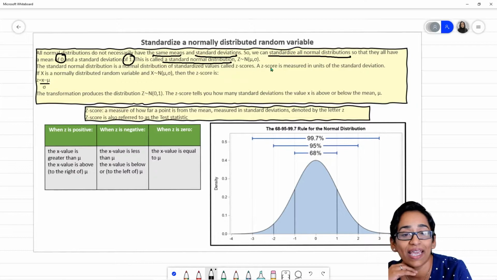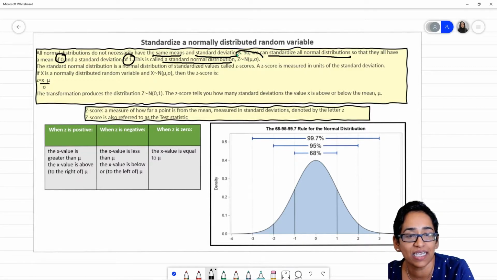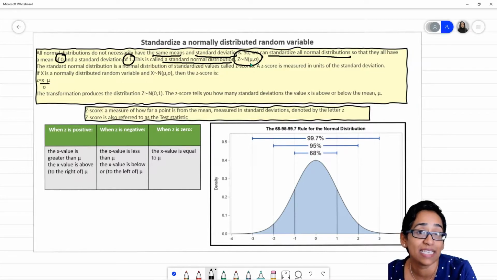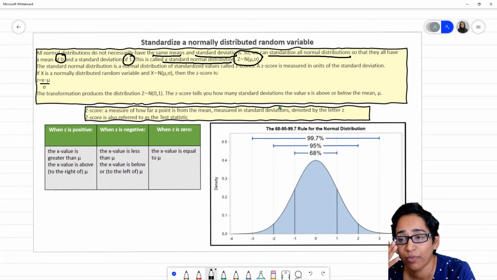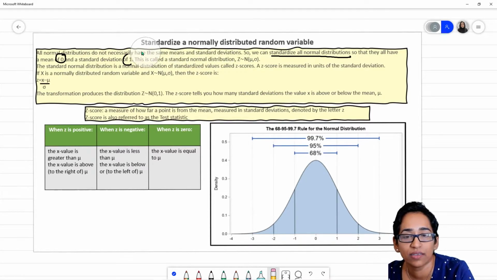So let's go ahead and take a look at how to represent a standard normal distribution. A standard normal distribution is represented as Z tilde N of mu and standard deviation. So we're going to talk about that in a minute. Let me go ahead and erase this.